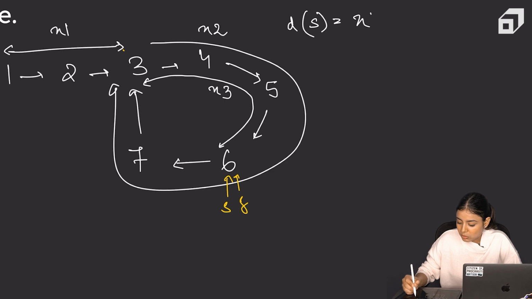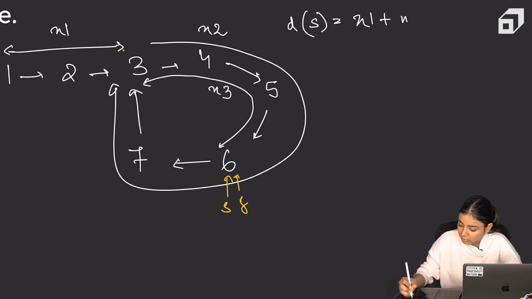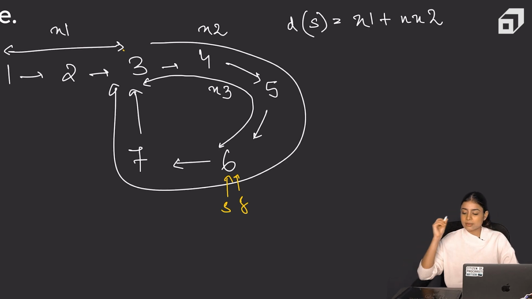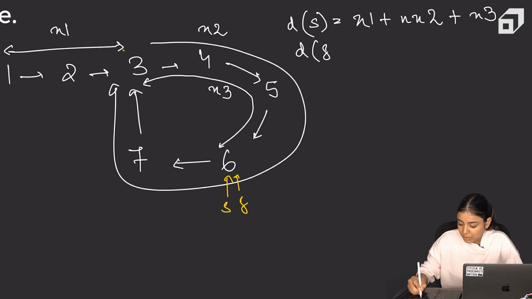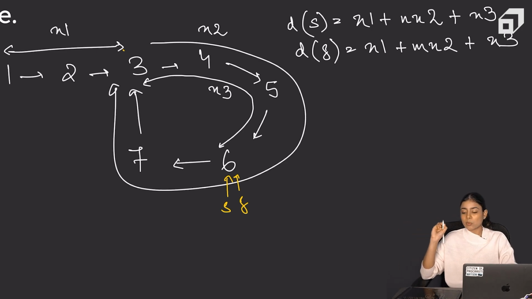First of all, it covered some x1 distance, then it covered some number of loops around the circle, so let's call it n. If it covered n cycles, n x2 would be the distance. And finally it covered some distance x3, after which it met the fast pointer. The distance covered by the fast pointer would be x1 plus some number of loops, let's call it m, so the distance would be m x2, plus x3, after which it meets the slow pointer.